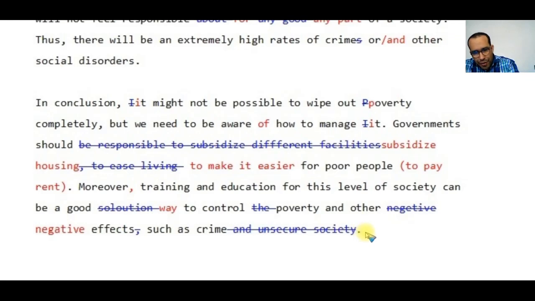training and education for this level of society can be a good, not solution, it might be acceptable, but a good way to control is better. So can be a good way to control, again, to eliminate, to limit, but to control poverty and other effects, because here we need to refer to the negative effects of poverty. So here we write negative, to limit, to eliminate, to eradicate poverty and other negative effects such as crime.